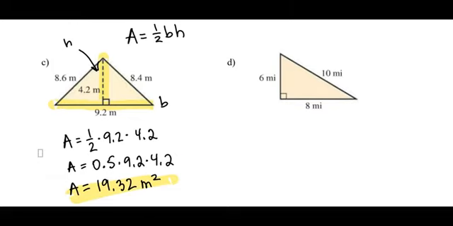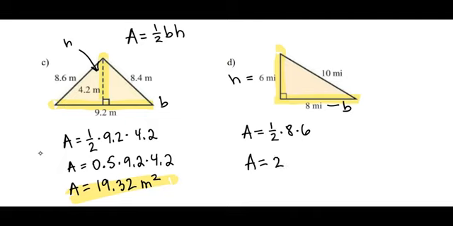I think it's our last problem. You have another triangle, so you need to find the base and the height. Here's your base right here. Here's your height right here. All right. So here we are. Area is 1/2 times base, which is 8, times height, which is 6. So 8 times 6 is 48. 1/2 of 48 is 24. So area equals 24. The units are miles squared.